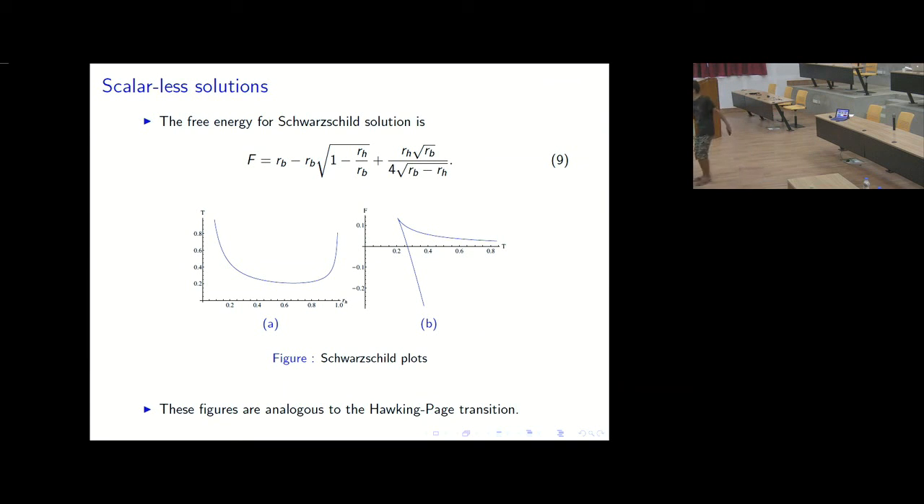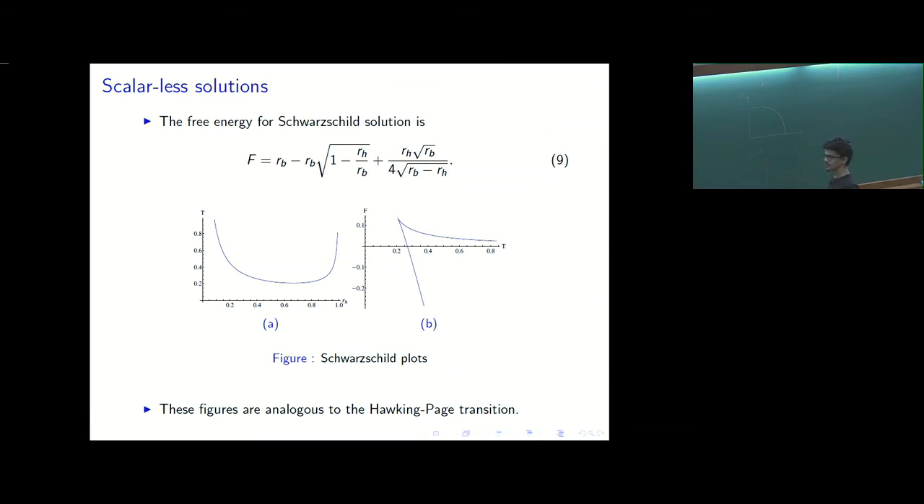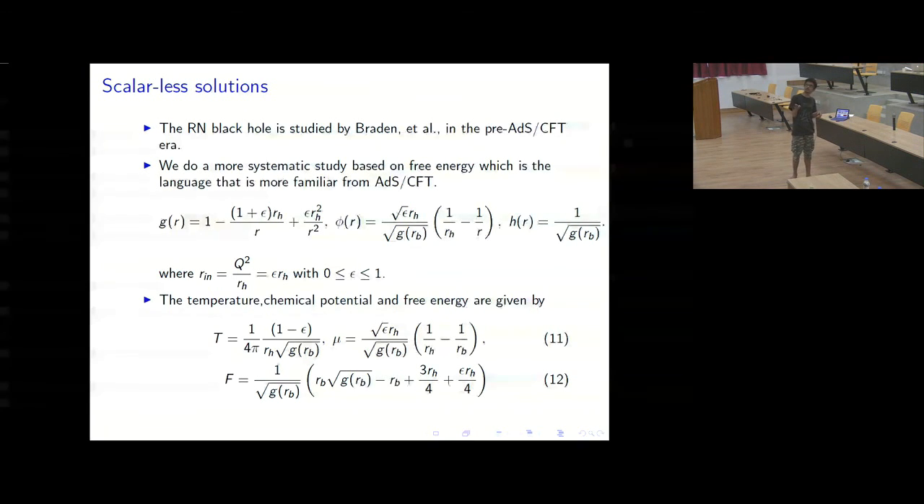For larger Q, what you will get is something like this. So we are looking at large black holes, which means you'll have stable solutions. Actually, this free energy was computed effectively in this paper by Braden, Brown, York, et al. in the 90s. But they computed essentially only the specific heat and the local thermodynamic stability of these black holes, but they didn't go any further with the analysis of the full phase structure.